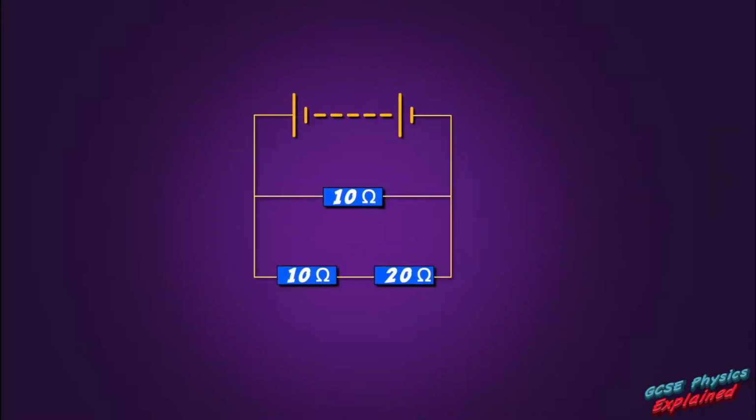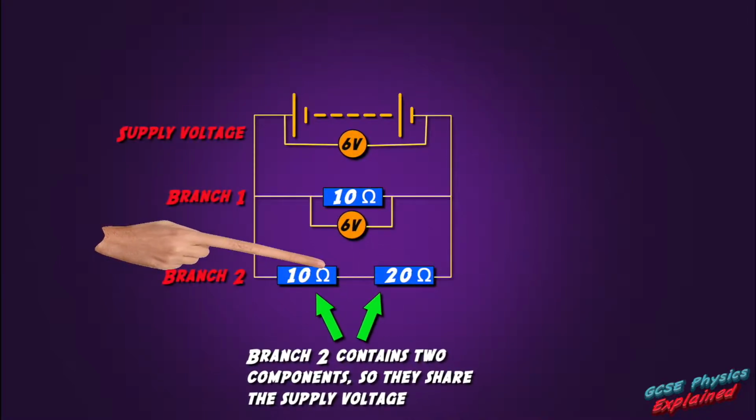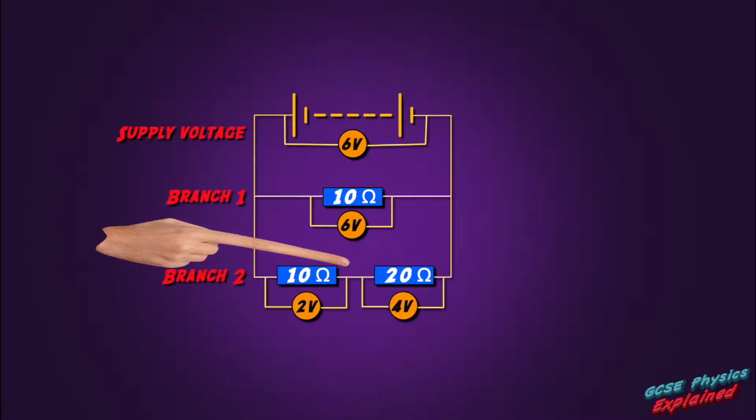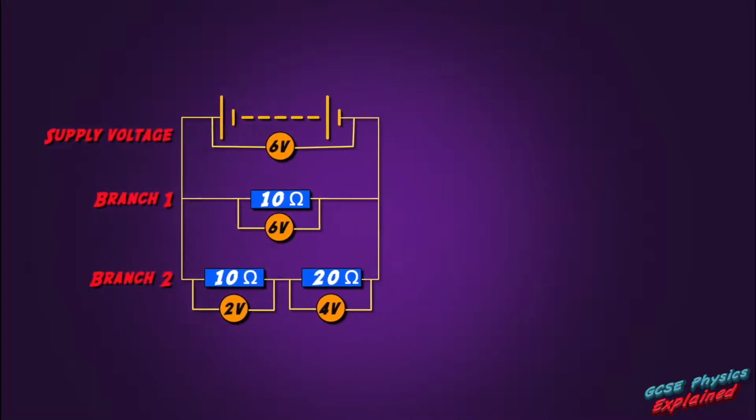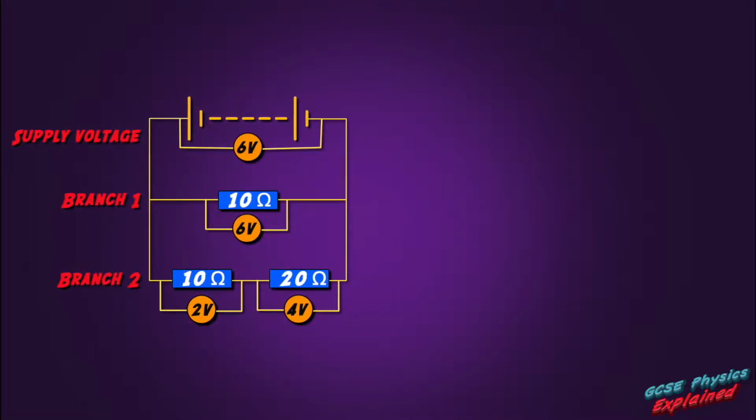What if 2 resistors are in a branch and one is twice as big as the other? Well, if one resistor is twice as big, it will get twice as much voltage. So in this example, in branch 2, the 20 ohm resistor will get 4 volts and the 10 ohm resistor will only get 2 volts. It's important to remember that the total voltage across each branch must equal the supply voltage. In this example, 2 volts plus 4 volts equals 6 volts from the supply, so that's correct.